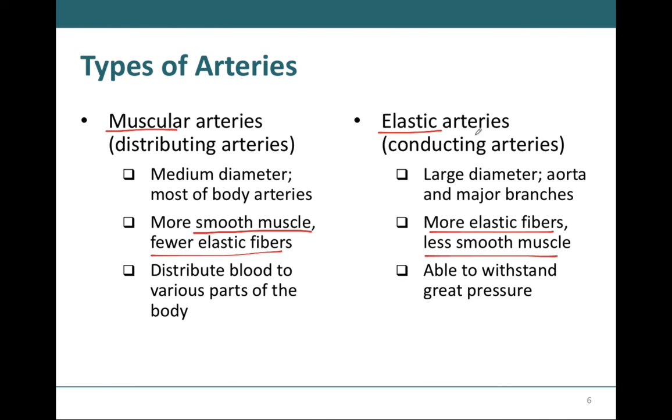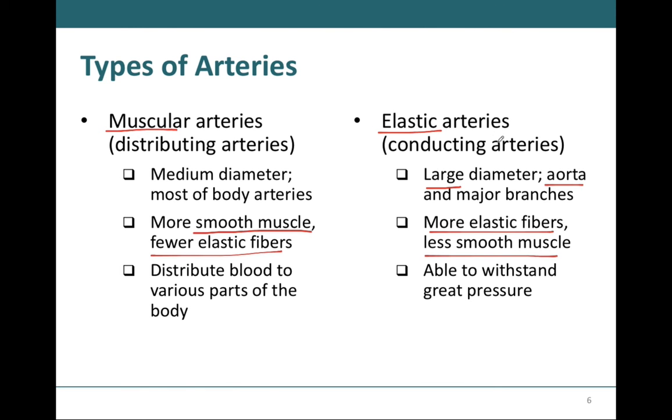The elastic arteries are in fact the larger of the arteries, such as the aorta and the branches that come from it, such as the brachiocephalic trunk, the left subclavian artery, and the left common carotid artery. All of those larger vessels are going to be right next to the heart and receiving blood flow. Therefore, we need to have more elastic tissue in those vessels so that we can withstand the greater pressures that are coming out of the heart.